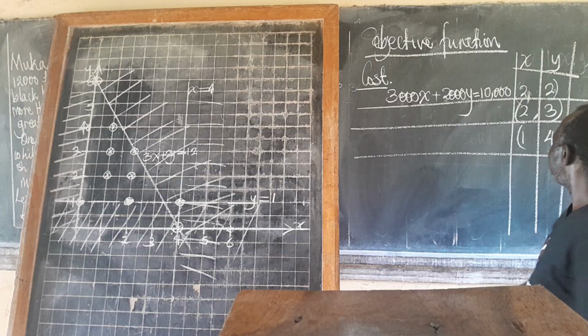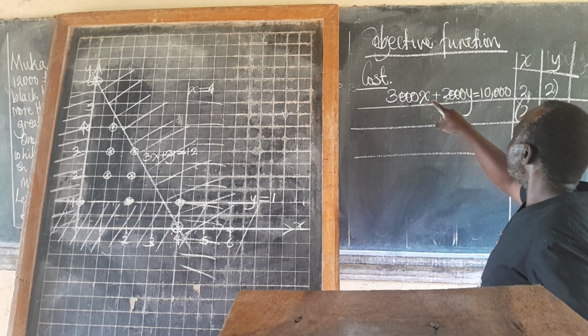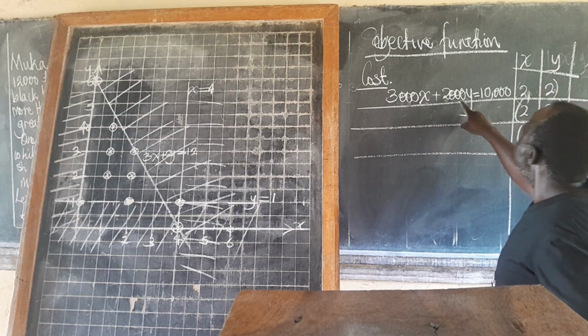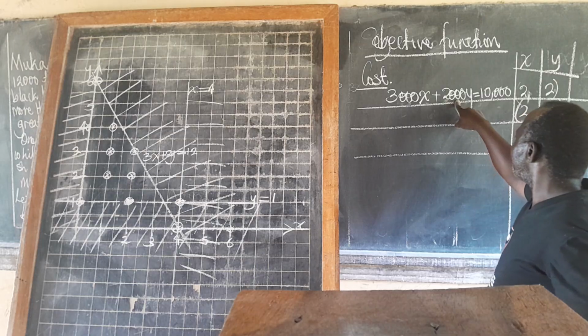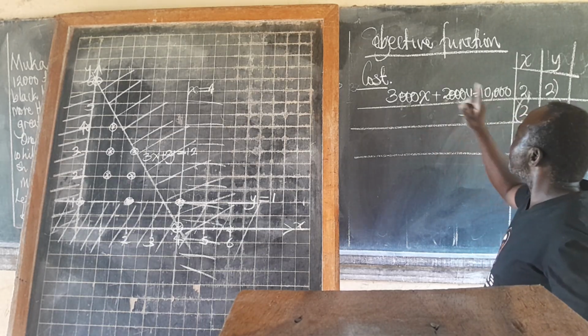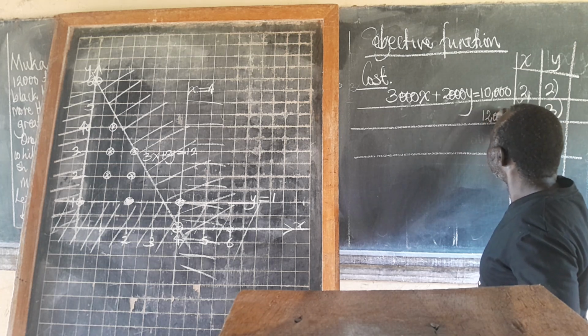Right? Now, when we put the 2 again here, it's going to be 6,000. When we put the 3 here, it's also going to be 6,000. Then 6,000 plus 6,000, we get 12,000.